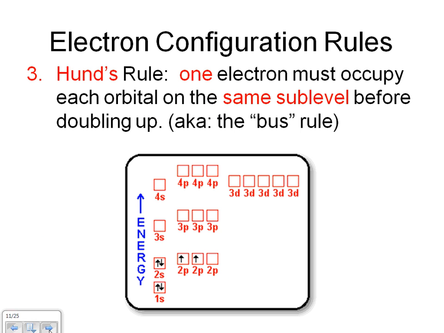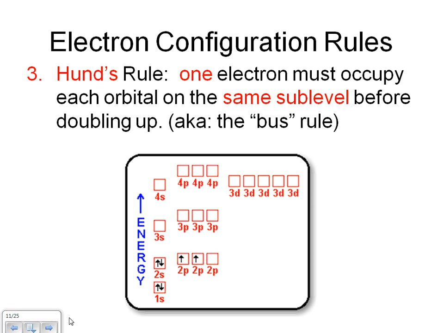Okay? The last one is called Hund's rule, and I state this as the bus rule. Because I know when I ride a bus, I don't like to sit with anybody if I don't have to. So if there's an open seat, I will go take that open seat. So you don't usually want to share with people. So Hund's rule is one electron must occupy each orbital at the same sublevel before doubling up.